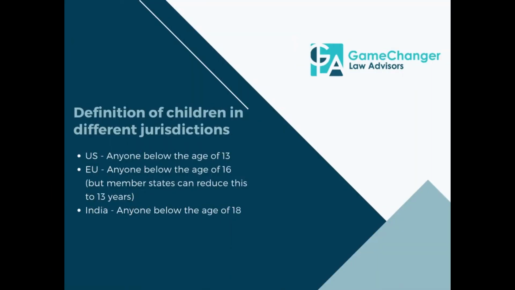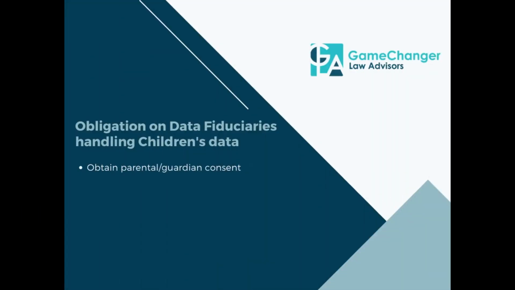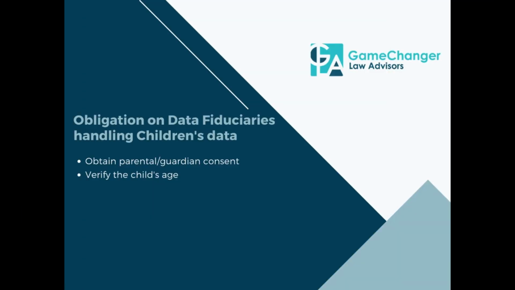The proposed PDP Bill in India, however, has taken a completely different turn as compared to COPPA and GDPR and prescribes that anyone below the age of 18 is to be treated as a child. The primary obligation stipulated under the PDP Bill for handling children's data is that the data fiduciary, or the data controller in GDPR parlance, should: 1. obtain the consent of the parent or guardian, and 2. verify the age of the child.